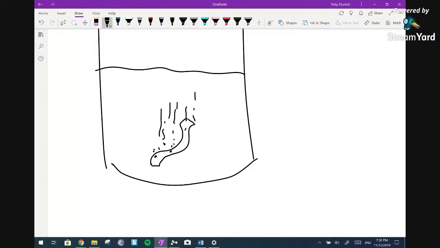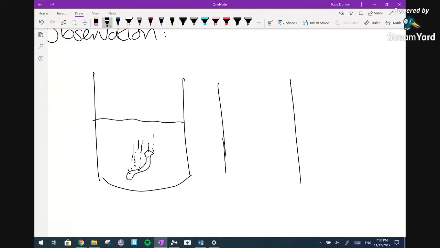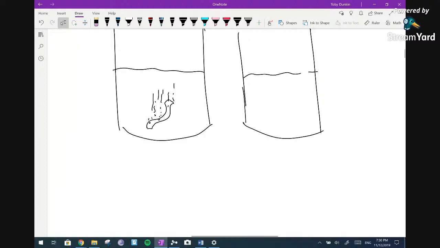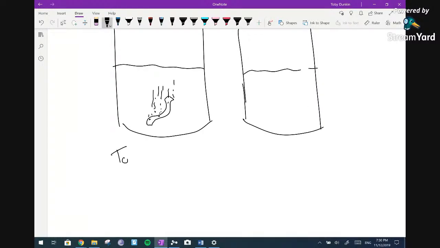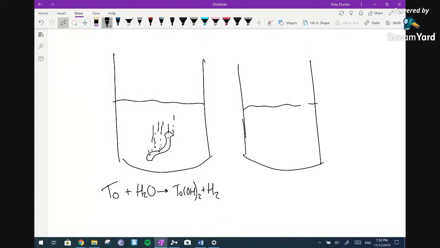Now, this is far easier to have comparatively. Because if I now have a second metal, if I was to compare tadonium with, so this is tadonium and water, TO plus H2O goes to TO(OH)2 and hydrogen. There's that one. If I take tadonium, you can see the observation with the water there.